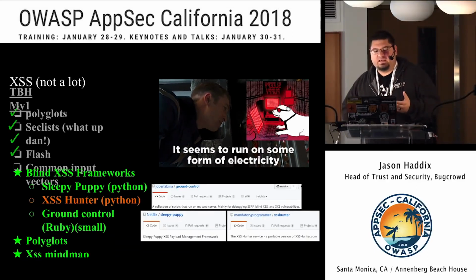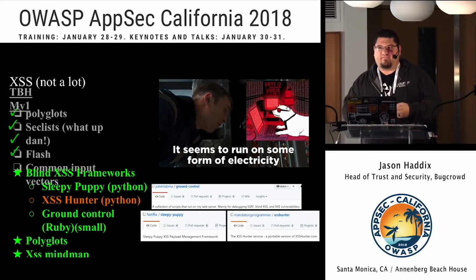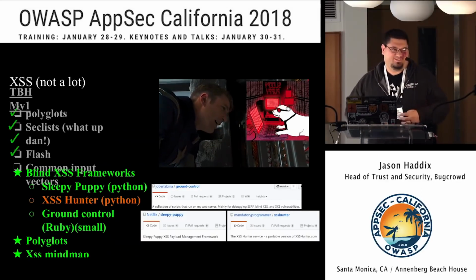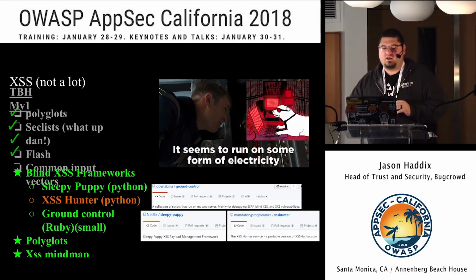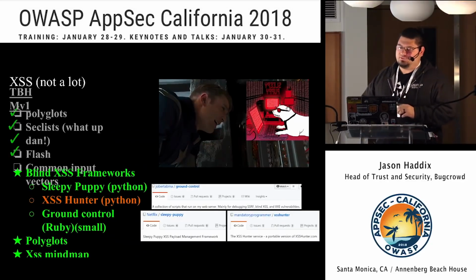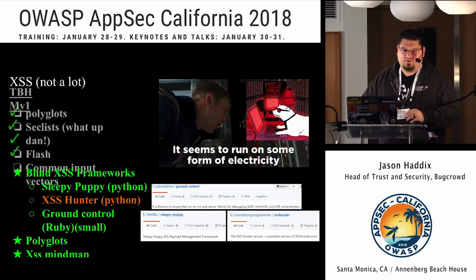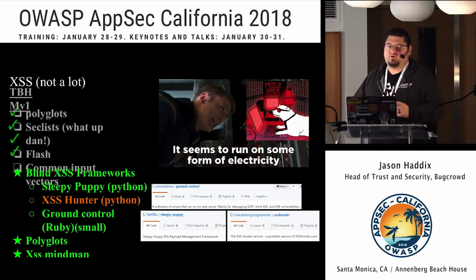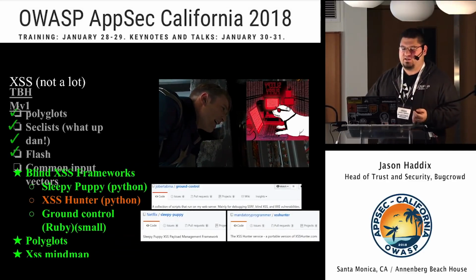One of them is called Sleepy Puppy. It's built by the Netflix team. Anybody from Netflix in here? Yeah, awesome tool. So Sleepy Puppy is awesome. There's some other ones. There's Ground Control by Yobert Amba. How do you say Yobert's last name? No, sorry. And then there's XSS Hunter, which is a framework for managing the callbacks for this.